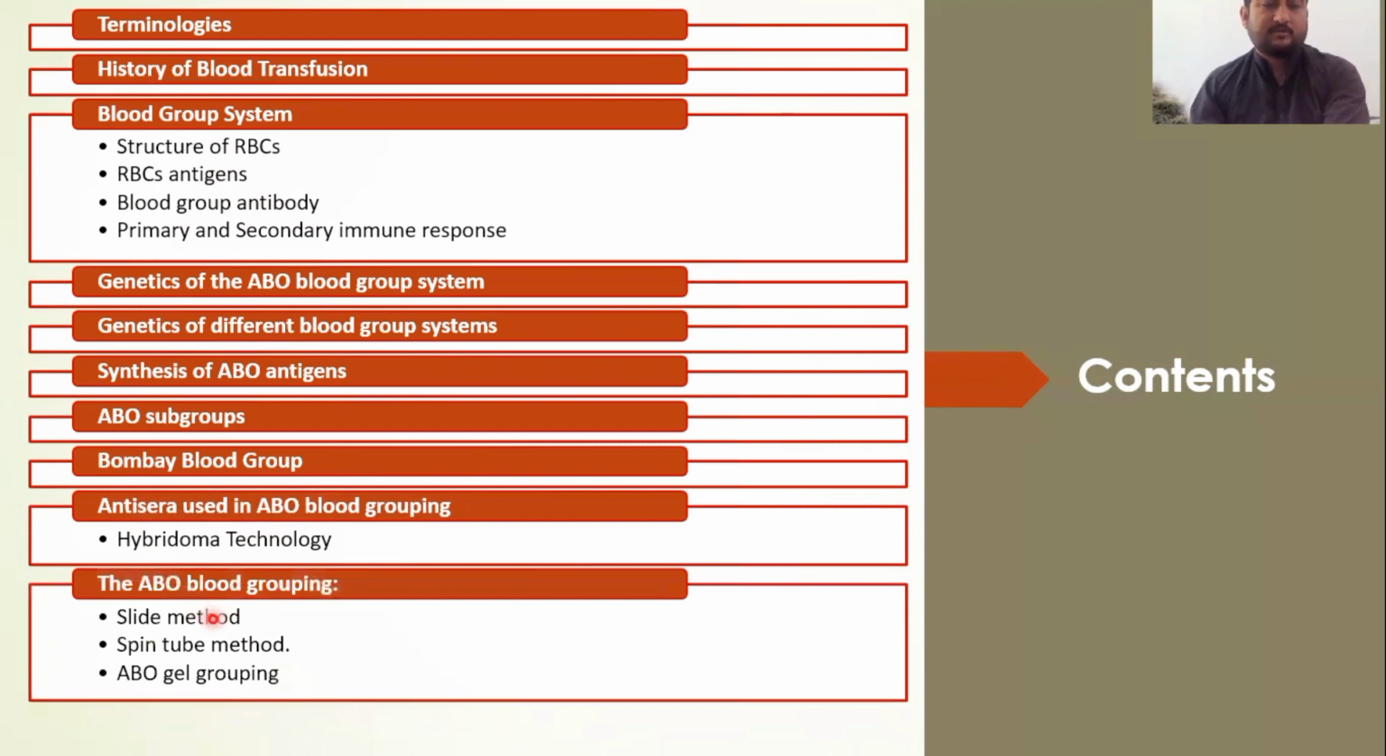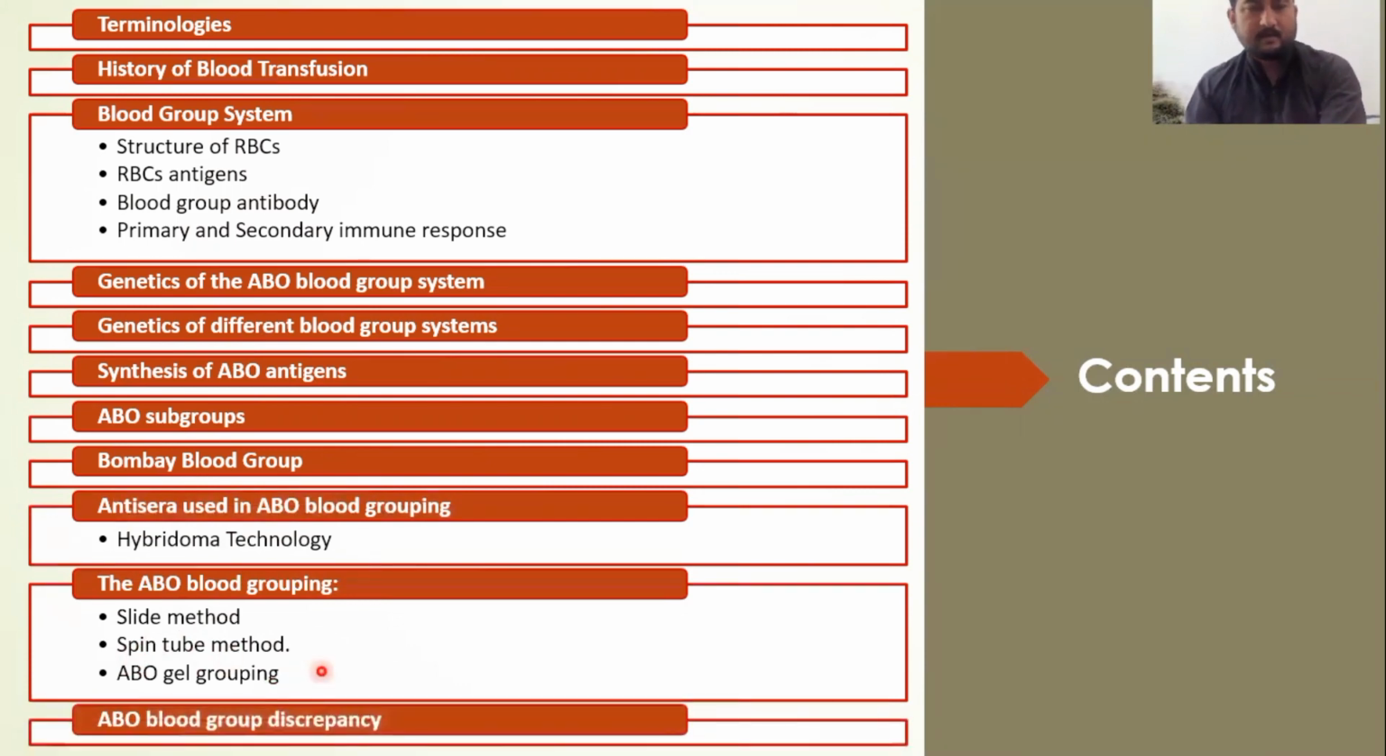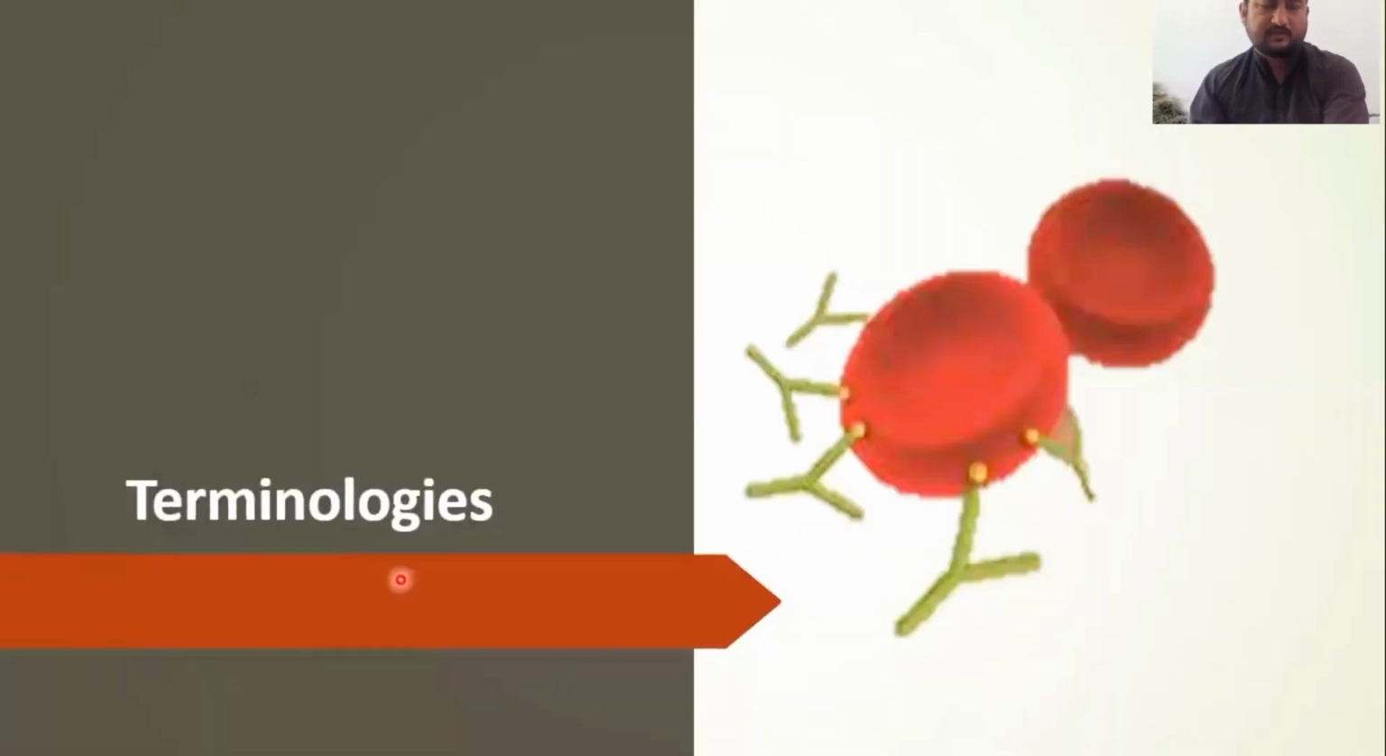And then ABO blood groups, how can we do ABO blood grouping? ABO blood grouping is done by different methods like slide method, spin tube method, ABO gel grouping. Then ABO blood group discrepancy. All these contents will be discussed one by one in this video. Now we start with terminologies.